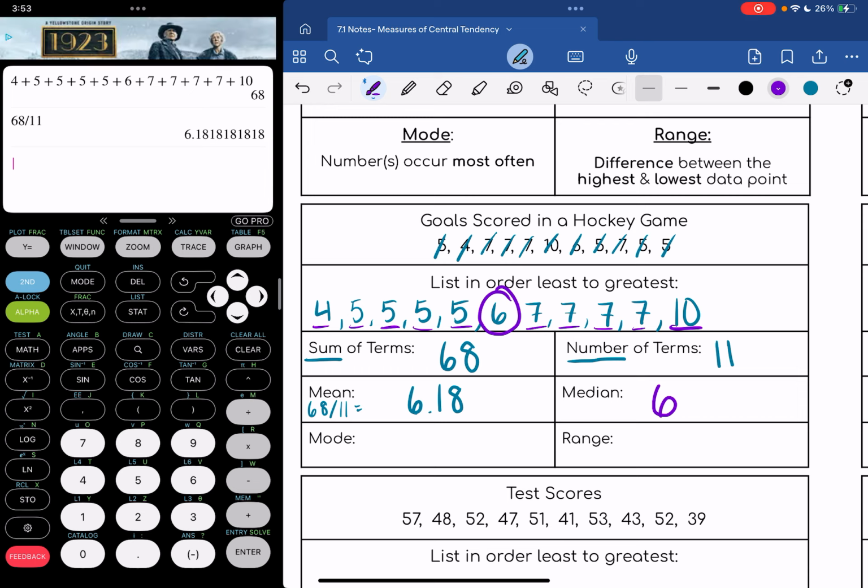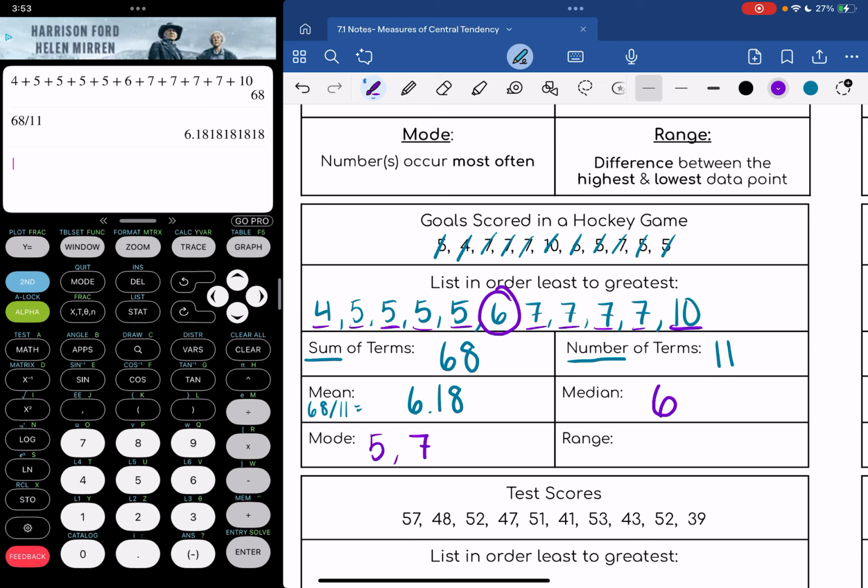Okay, our mode is the number that we see most often. So the number that we see most often here, we have four 5s and four 7s. So we have a tie. We're going to write down 5, 7, because those are both modes.